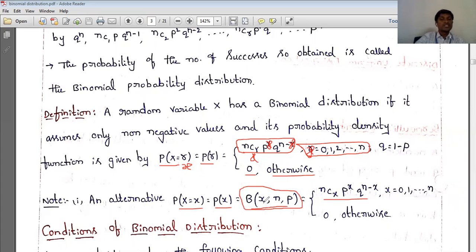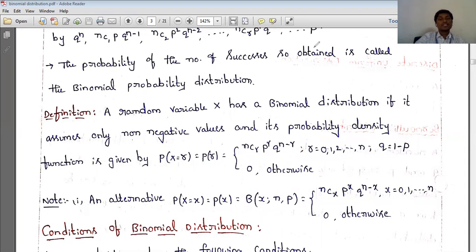Here x represents successes, n represents, as we already know, the number of trials, and p represents the probability of success. One more thing we can say is that these are the two parameters of the binomial distribution. So what are the parameters of the binomial distribution? n and p. Why? Because by knowing these two values we can get the entire distribution. If you know p, obviously we can get q. So this is the definition of binomial distribution.